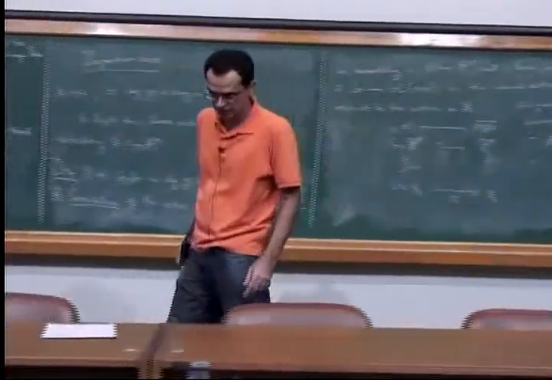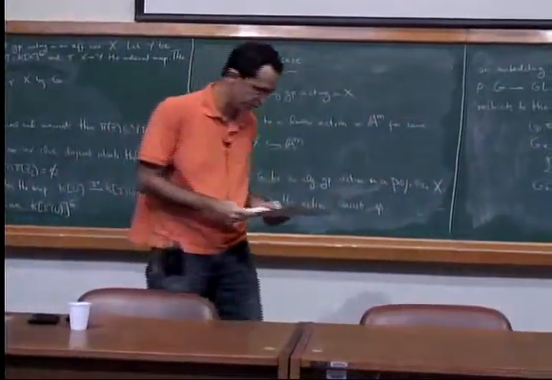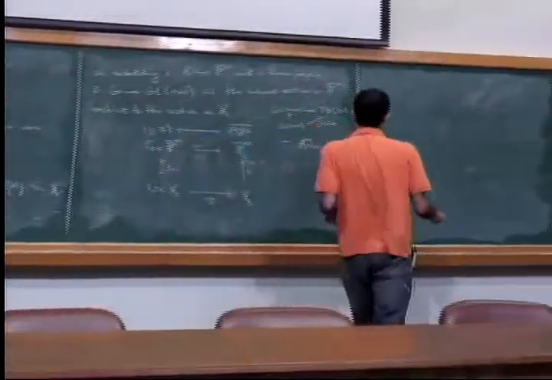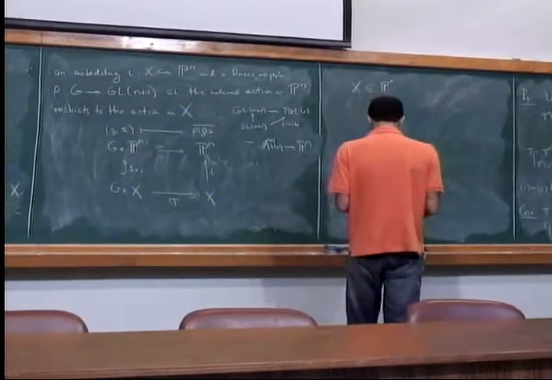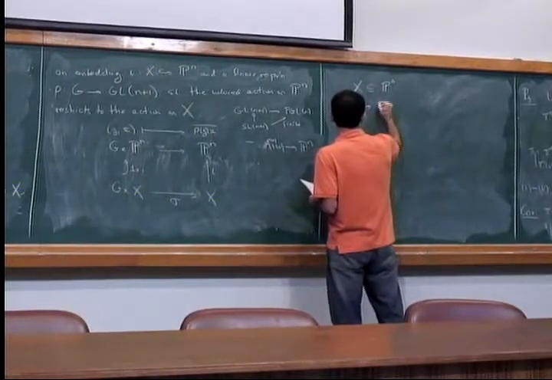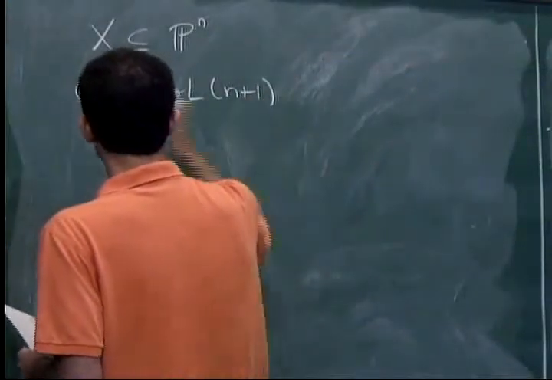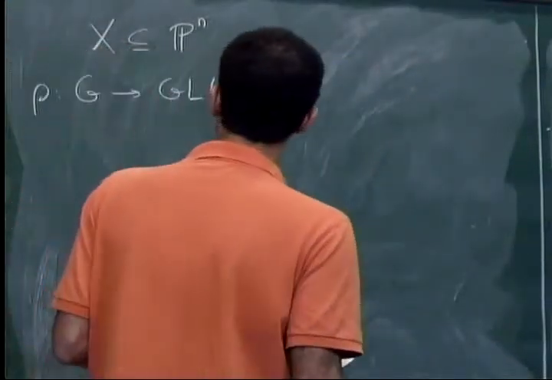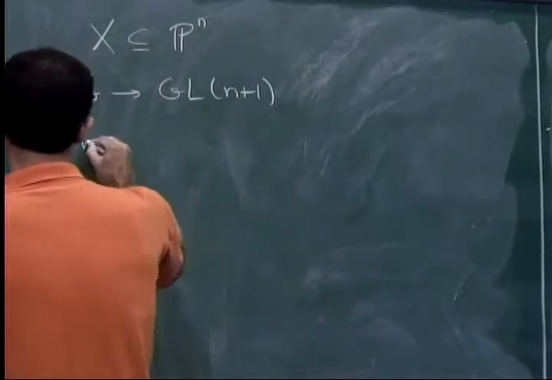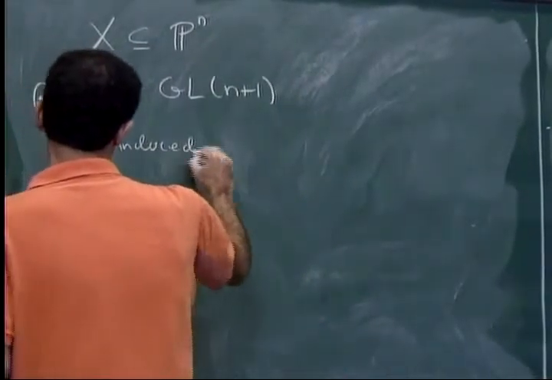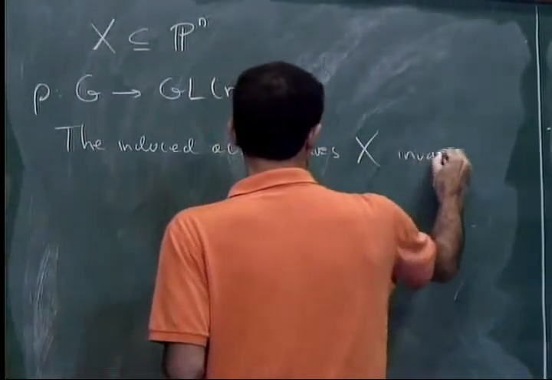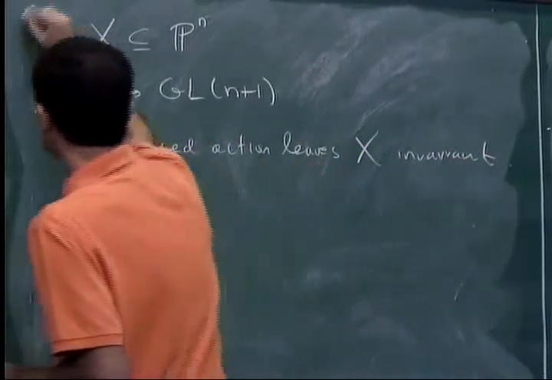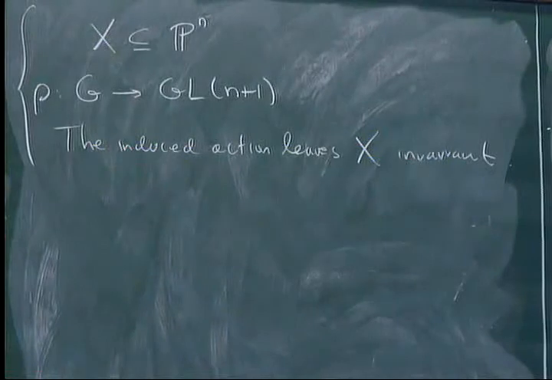So suppose that we are in this situation then. Suppose that we have a linearization. So suppose that X is inside Pn, and we have this action rho, right? And the induced action leaves X invariant. So that's what you get with linearization. So suppose we are in this situation, right?